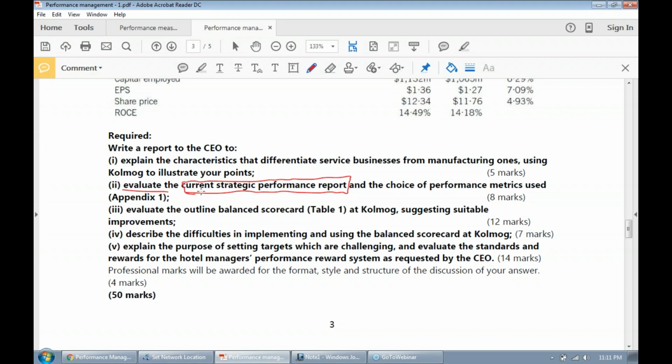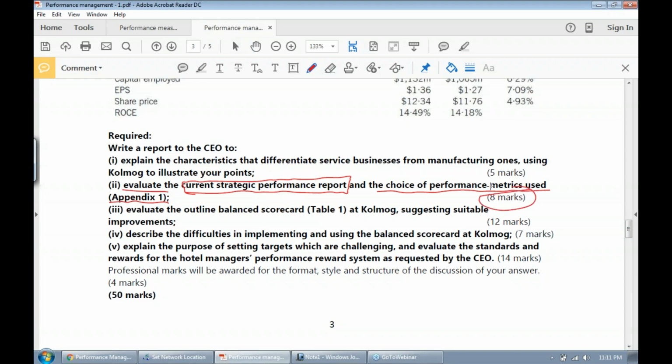Now, what the examiner said in his report was that students start analyzing the performance of the company. Students are not required to analyze what the company did wrong or what the company did right. Students are supposed to highlight what is good or what is bad in this particular report. You have to highlight the pluses and minuses of this particular report. So that is a very important thing. And the second requirement is the choice of the performance metrics used in appendix number 1. We will see what these choices are in the question. So this is basically the second requirement, that is for 8 marks.